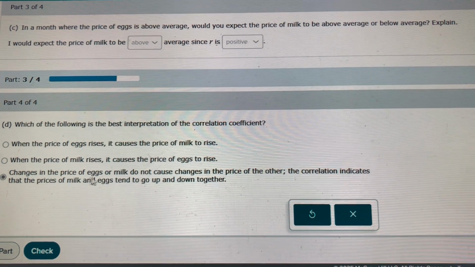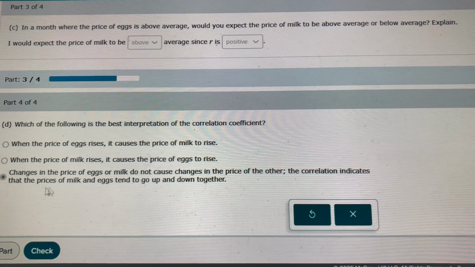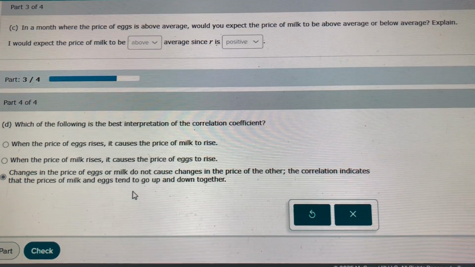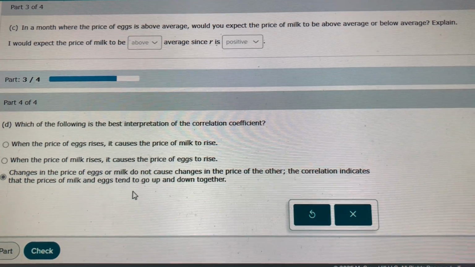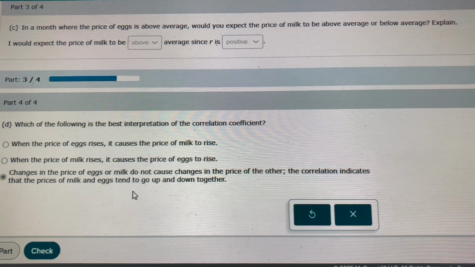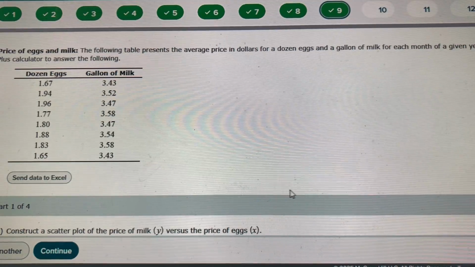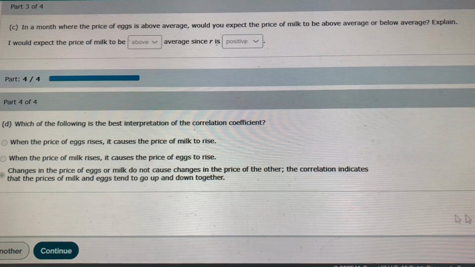So changes in the price of eggs or milk do not cause the change in the other one, but the correlation indicates that they go up and down together. There's a relationship, and we can predict sometimes what will happen. If our correlation's strong or possibly moderate, we can make good predictions, but we can never say cause and effect no matter how strong it is. That's a danger to watch out for. That's why they put this last part here.